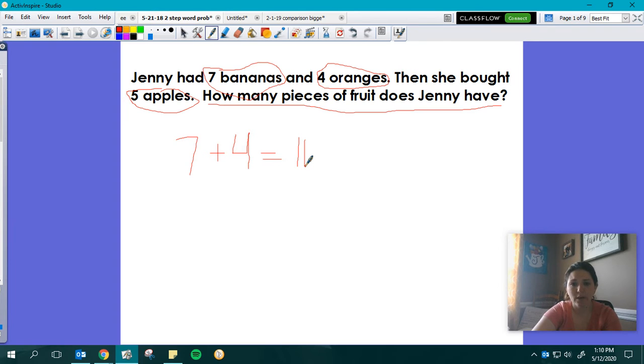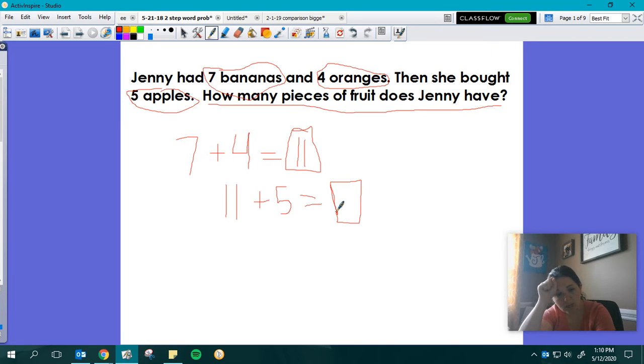Then she bought 5 more. Well, to figure out how many she has altogether, I'm going to take this 11 and I'm going to do 11 joined with 5 more because she bought 5 more. And that's going to give me my total of how many pieces of fruit does Jenny have. And again, I can count on, so I can go 11, put 11 in my head, 12, 13, 14, 15, 16. So I can say that Jenny now has 16 pieces of fruit.